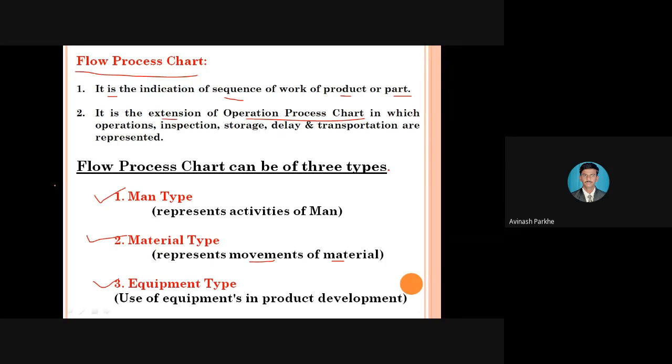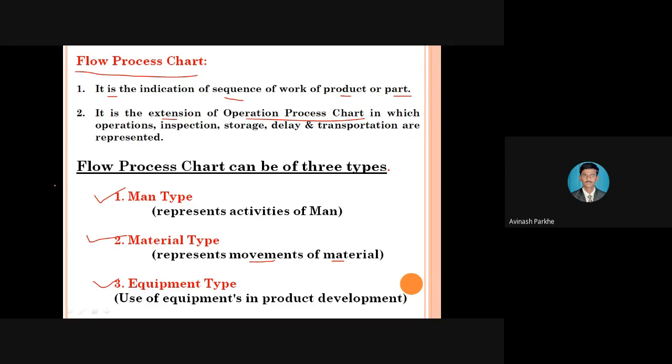And also, this flow process chart is useful to relocate the inspection stages. That means after performing 3 operations, if I have to go for the inspection, then after 3 operations we go for the inspection. Again, I will perform 2 operations, and after performing the 2 operations, again I go for the inspection. So wherever inspections are required, they are also represented by using this flow process chart.